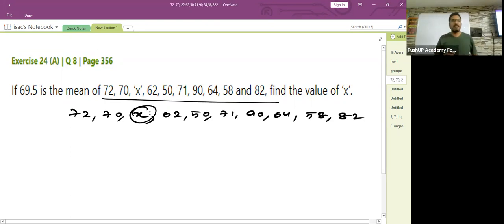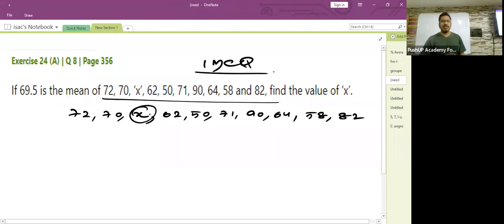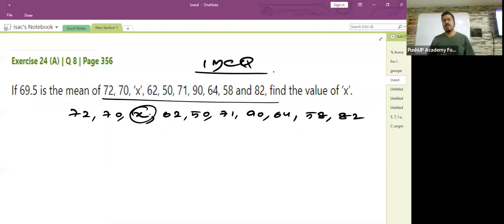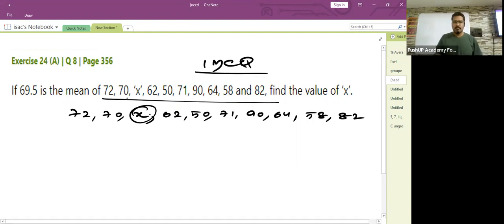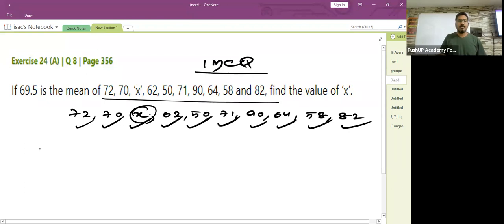Can you find the value of x? For 1 mark questions, children, they may ask you these kinds of questions, so you have to be prepared. The problem with these questions is that the values are very big: 72, 70, 62, 50. So you have to add all these numbers manually and then get the answer. Let's do it. How many observations are there? 1, 2, 3, 4, 5, 6, 7, 8, 9, 10 observations.